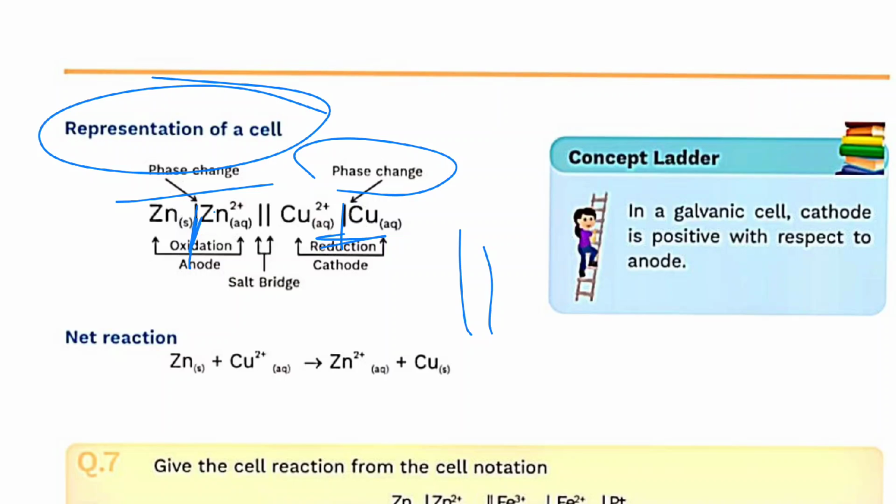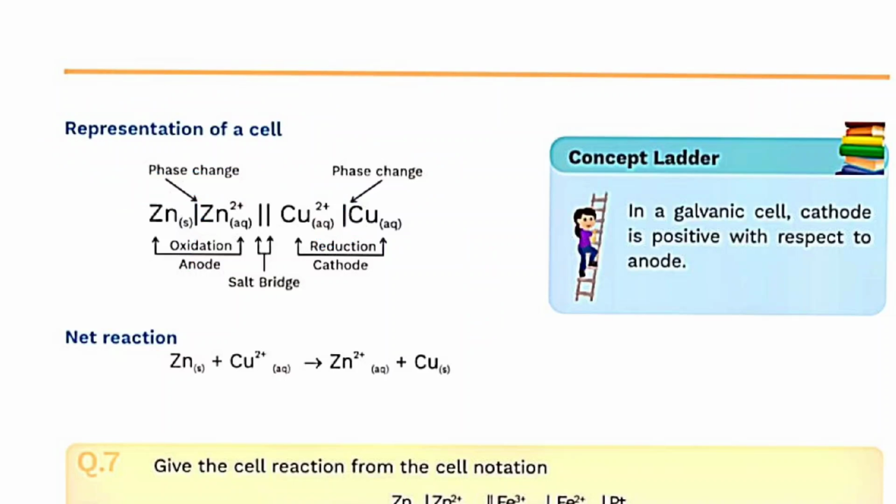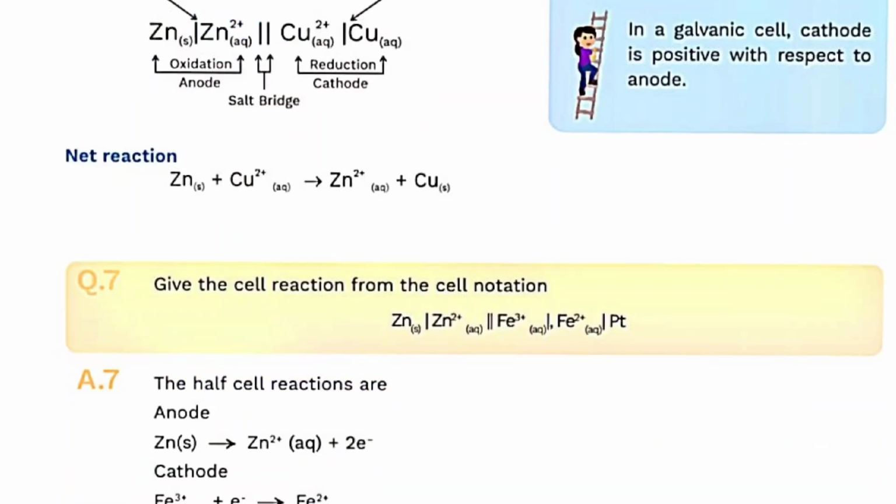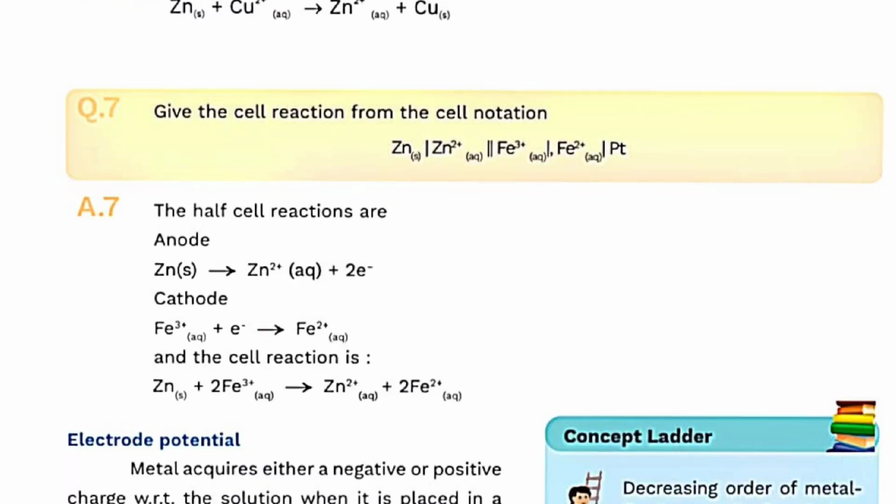So in simple words, a single line shows the boundary between electrode and solution, and a double line shows the separation between two solutions. Or we can explain it in other words: a cell representation shows the parts of an electrochemical cell, including where oxidation and reduction happen. Components are the anode, where oxidation occurs and electrons are lost; the cathode, where reduction occurs and electrons are gained; the anode solution, the electrolyte surrounding the anode; and the cathode solution, the electrolyte surrounding the cathode. An example is given here.